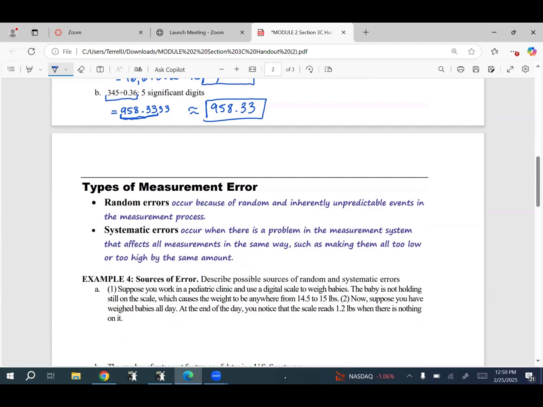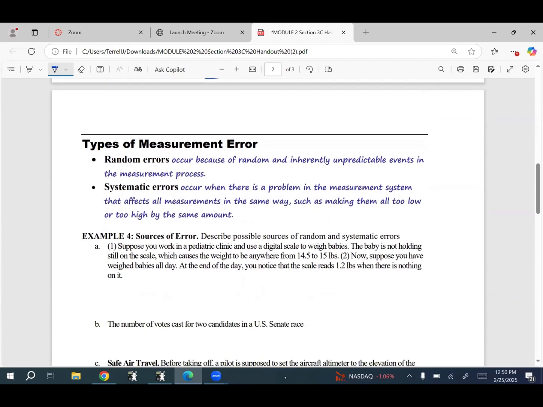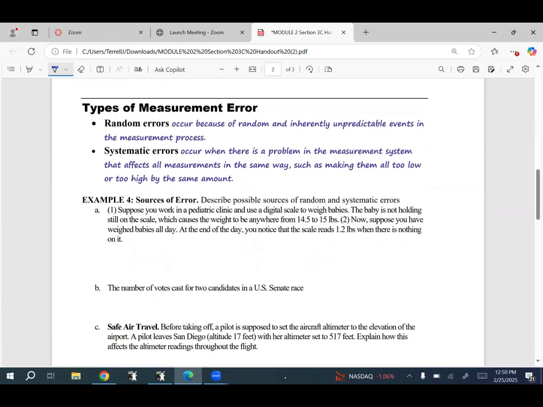The next set of examples is we're going to talk about different types of error. And the two that we'll cover are random error and systematic error. So what random error is, basically, just like the name implies, it's an error that you couldn't predict. It was random. So I'll just circle this. Random errors occur because of random and unpredictable events in the measurement process.